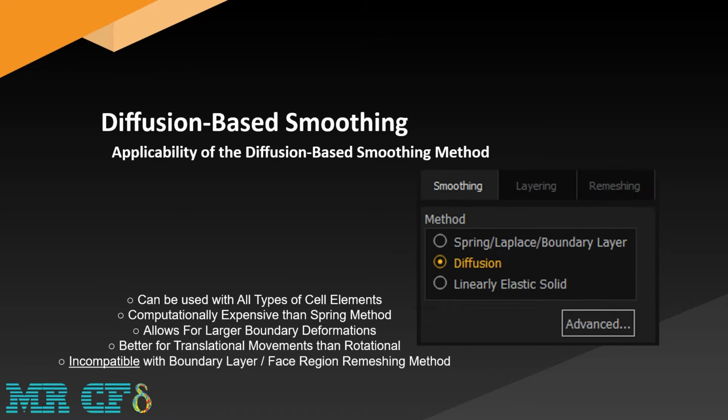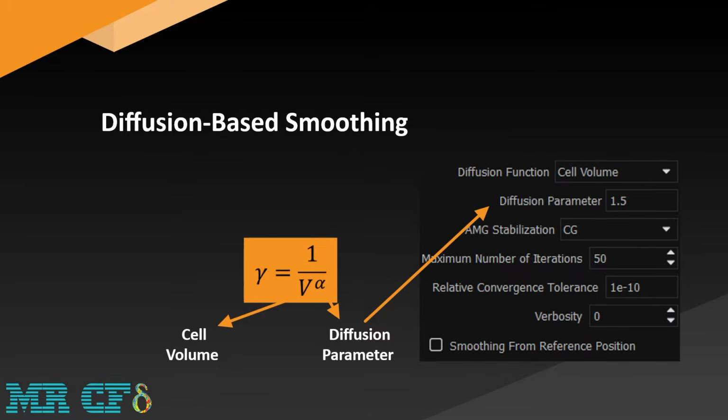The diffusion smoothing method is incompatible with the boundary layer smoothing method or the phase region remeshing method. That is, it is recommended not to use these mesh update methods at the same time when using the diffusion smoothing method. In this formula, alpha as the diffusion parameter is determined by the user as an input parameter, and we can manipulate the diffusion coefficient gamma by adjusting the value of this diffusion parameter.